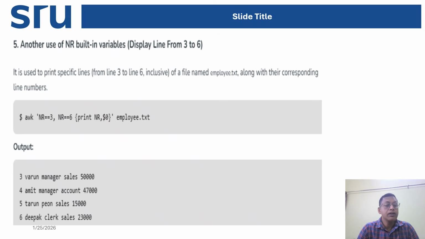So automatically it prints all the lines with line numbers, but the line number starts at number 3 and ends at number 6. This is the way how to print the lines from a specific row number to another row number.